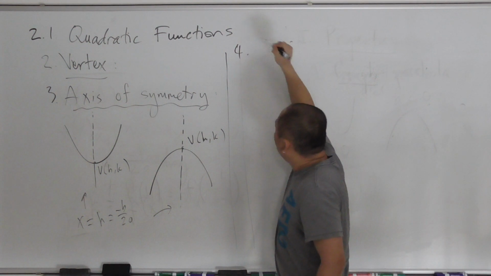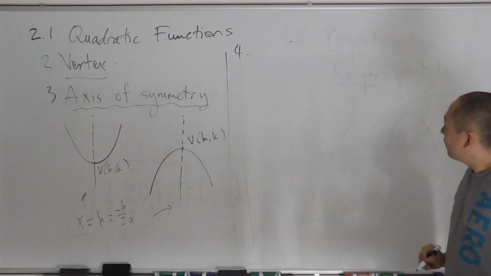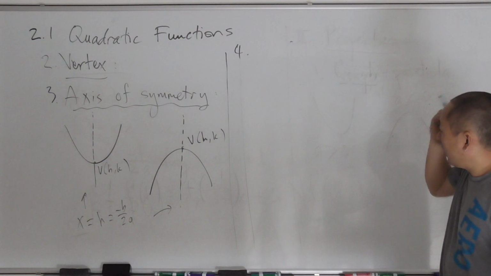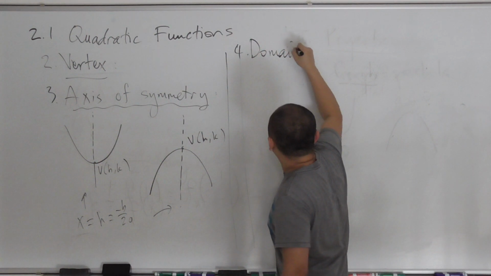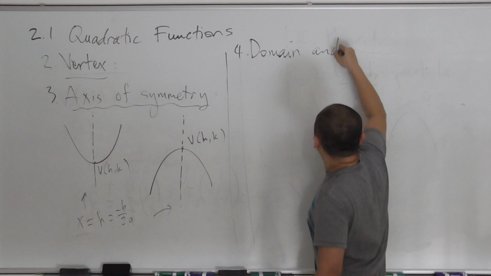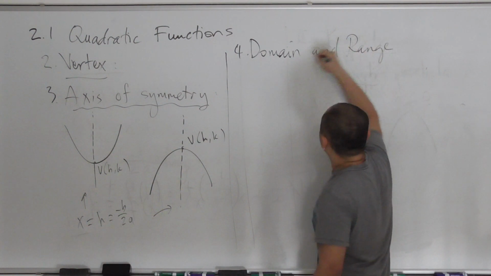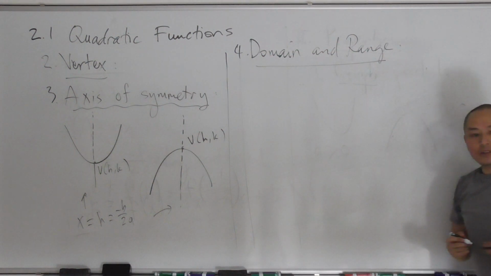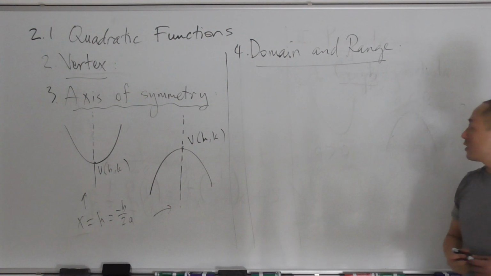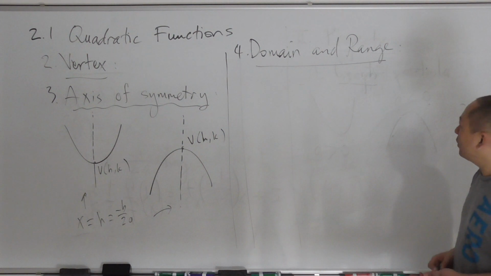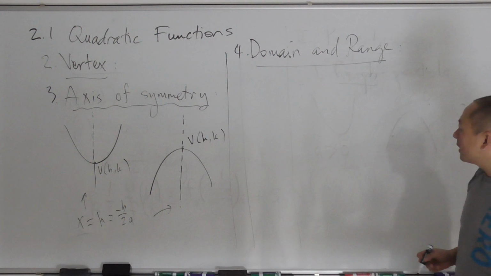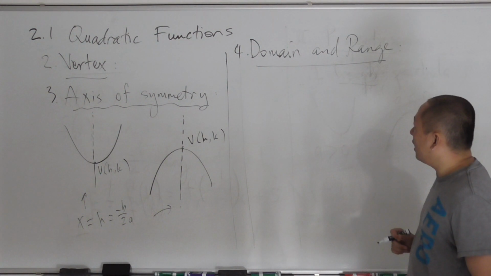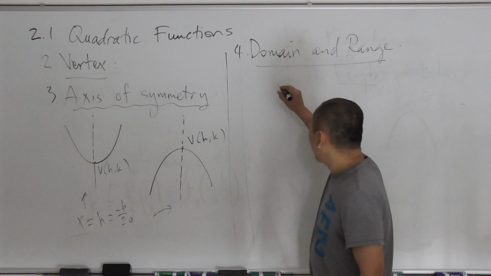Next property is property number 4. We're going to be talking about the domain and the range of the quadratic function. Whenever you hear about the domain, you think about the x, which is the input. What value can we plug into the function? And for the range, you think about the output, or the y value. After we plug in the x, what should we get out? We're going to learn about the domain and range of a quadratic function via graph, by observation.